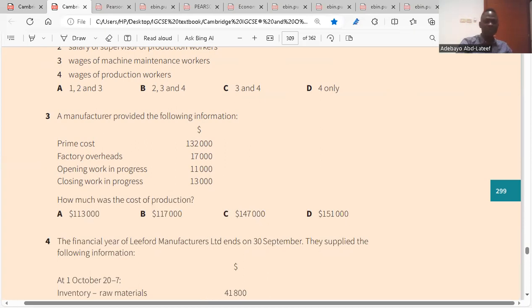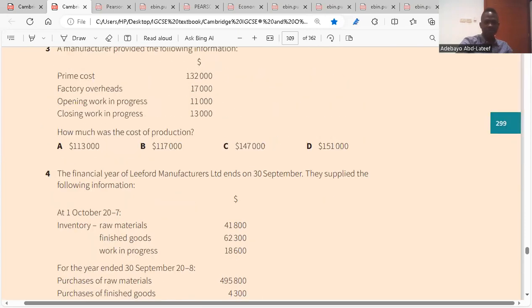So they said a manufacturer provided the following information. Maybe we could quickly do that. They said, how much is the cost of production? Prime cost plus factory overheads plus opening work in progress minus closing work in progress. What do you get, please? So it's 132,000 plus 17,000 plus 11,000 minus 13,000. That gives 147,000. So the last one takes time, so we stop here.